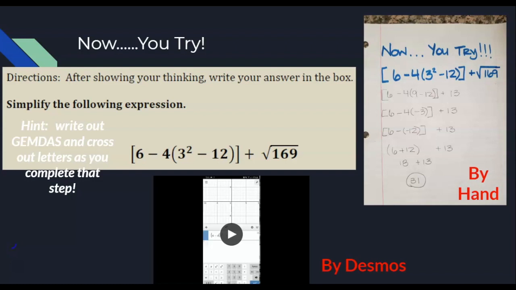Separately, I have the square root of 169, which is 13. Notice once I simplify that, I just continue to bring that down in my solution. Finally, I add the 18 plus 13 and get an answer of 31. Take a few seconds to click on the Desmos calculator to see how this expression is simplified using the graphing calculator.